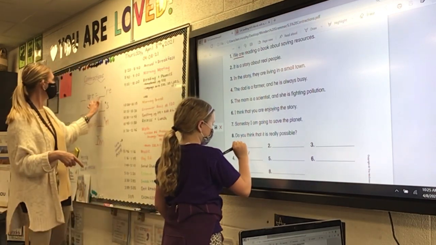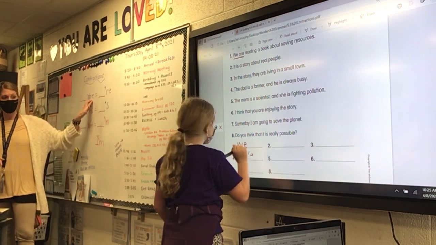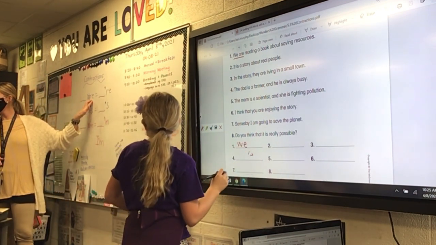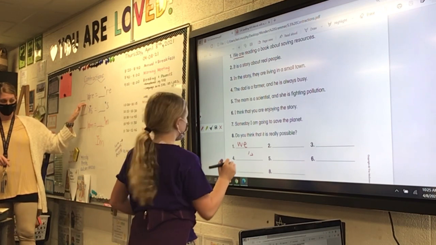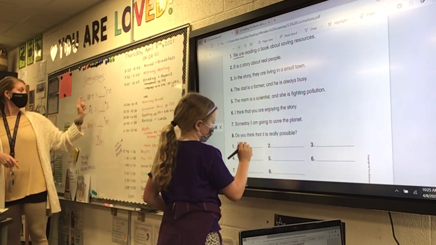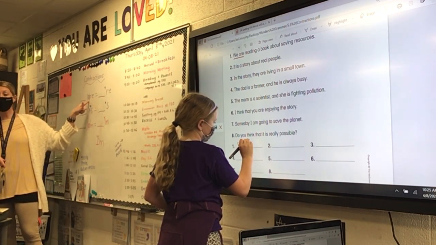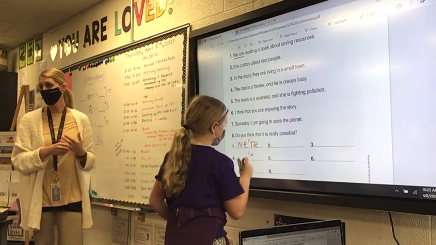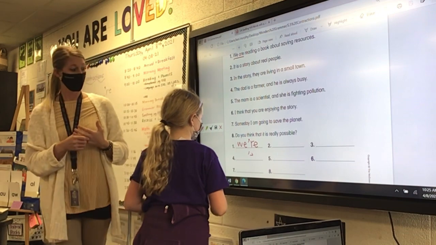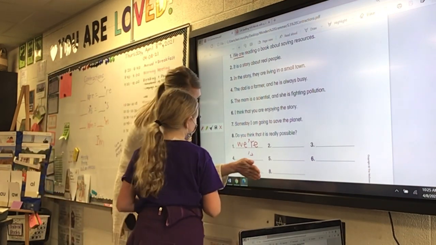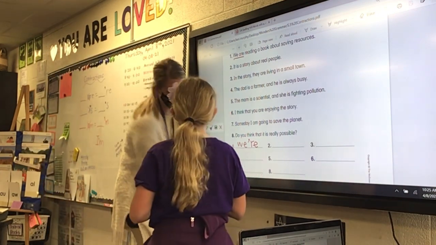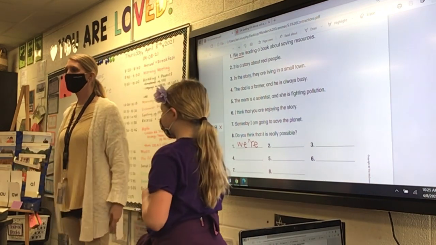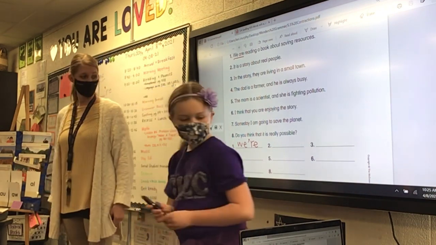If you need to look at the board, because here's the word are, and Kinsley's looking at the board. She wrote the first word is we, and then she's going to get rid of the A and put an apostrophe, and then R-E. If you forget the apostrophe, you'll get part of it wrong. Good job. I'm just going to erase this down here. Okay, look up here. Did she do this right? Yes. Good job, Kinsley.